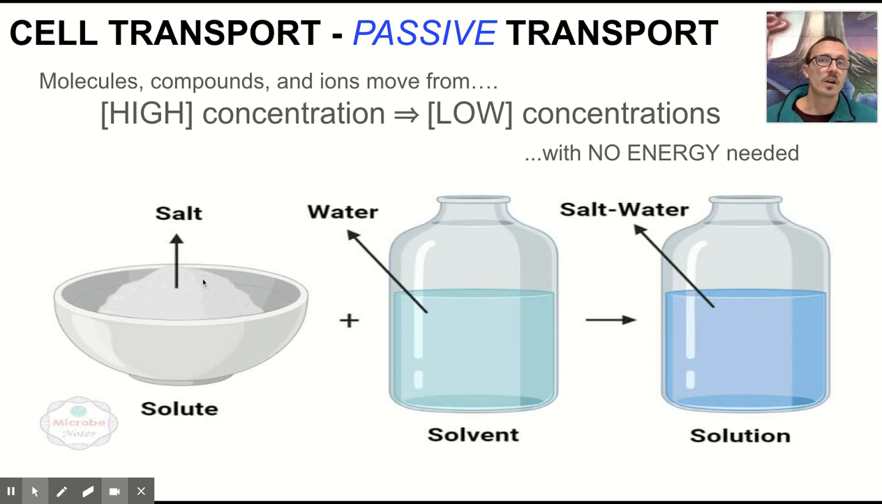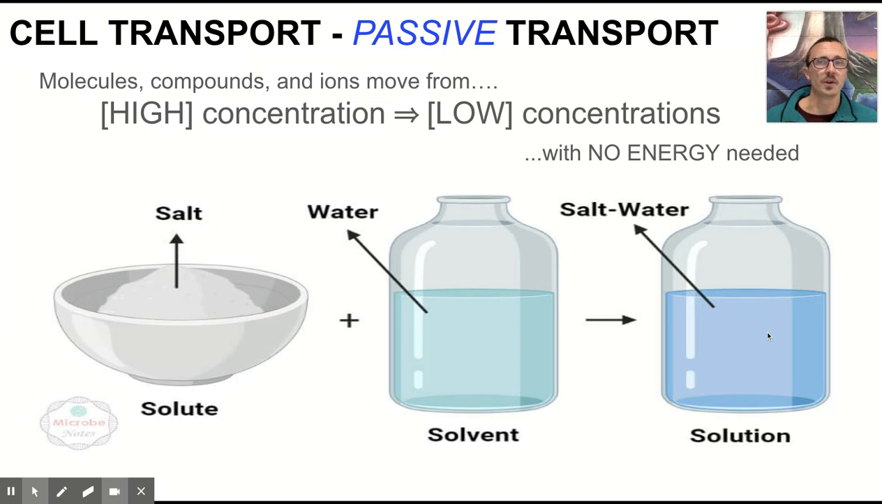Now, let's say we're going to make some brine solution or a saltwater solution, right? And so we're going to take some salt and sprinkle it into a container of water. Now, we all know that salt dissolves in water, and if we stir our mixture, if we wait long enough, or if we heat it up, we know that the salt will dissolve, and what we'll end up with is salt water.